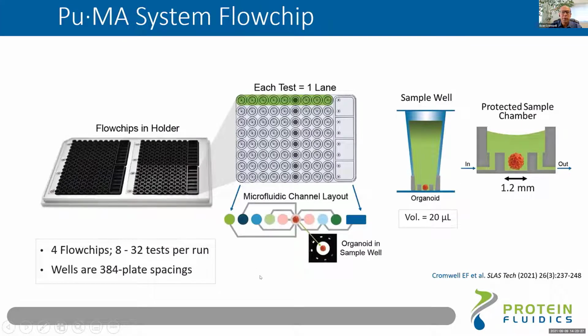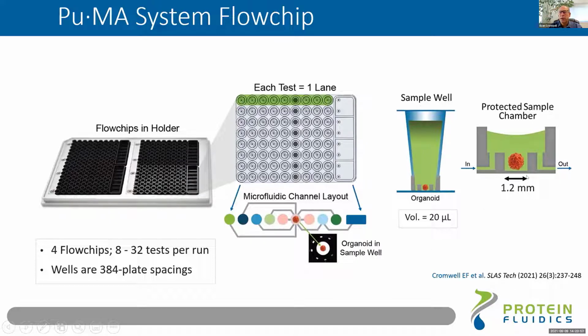The technology is really based on our flow chip and the microfluidic channel capabilities and layout. While this looks like a multi-well plate, it's actually a series of chips where you have lanes of test lanes on the chip, and there would be 8 test lanes here. The wells in that lane are all connected at the bottom by microfluidic channels. And the central one here is a sample well where your organoid or tumoroid would be placed.